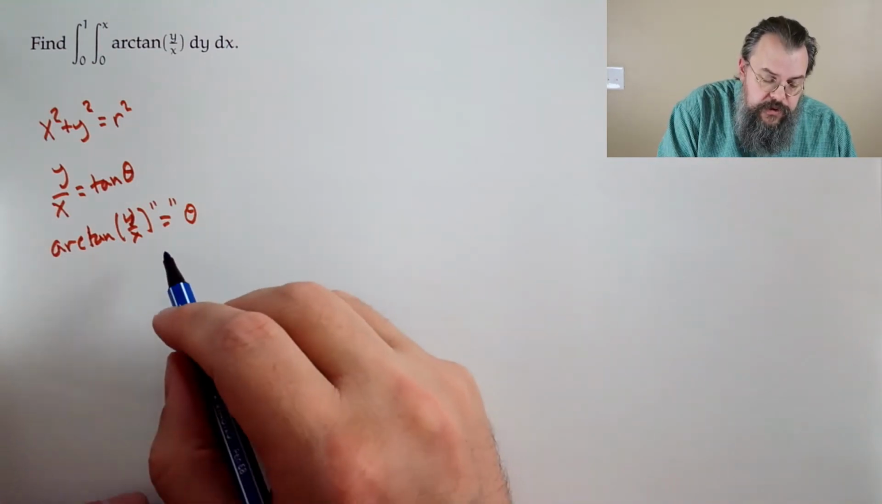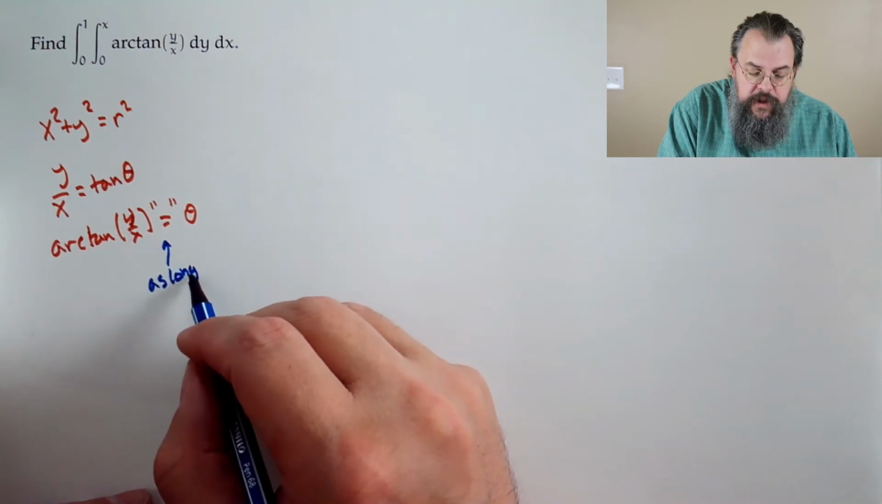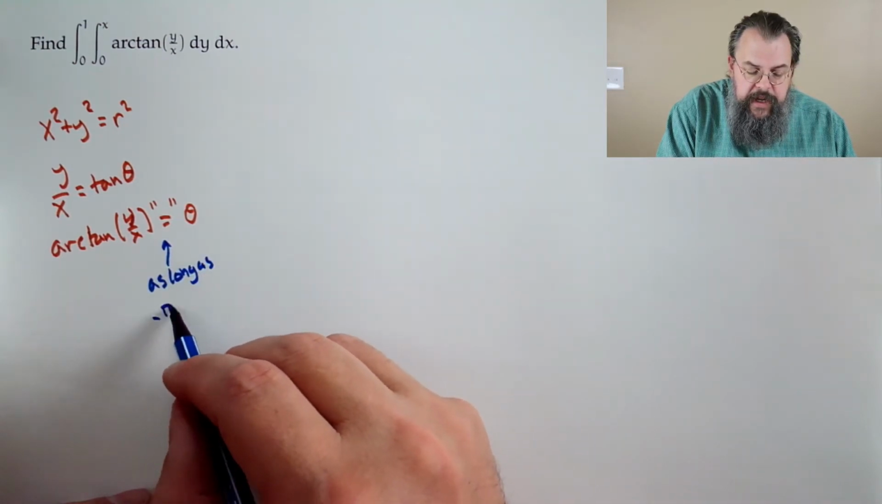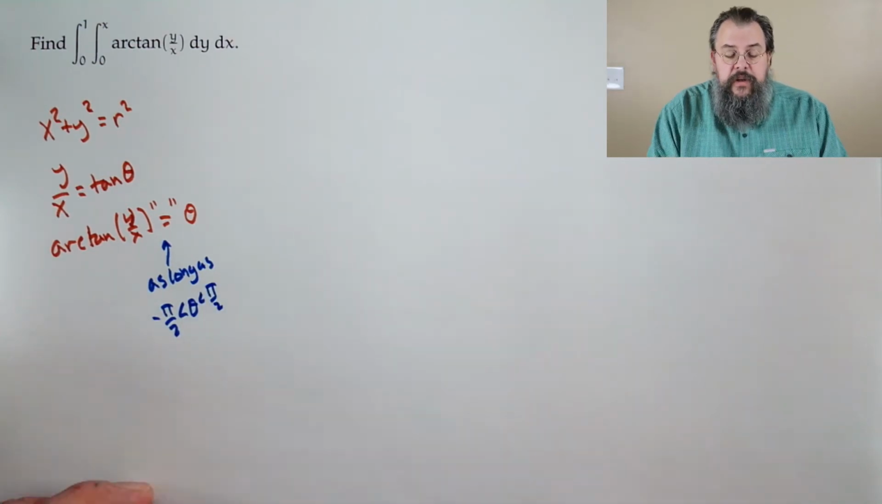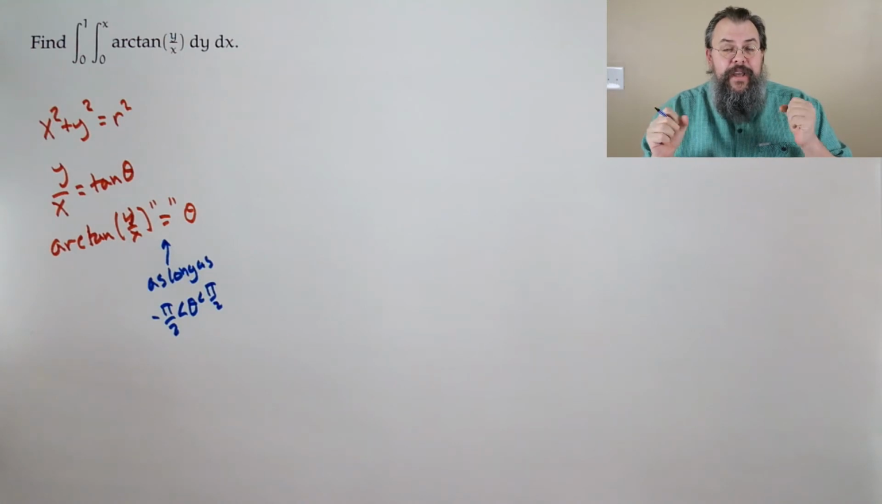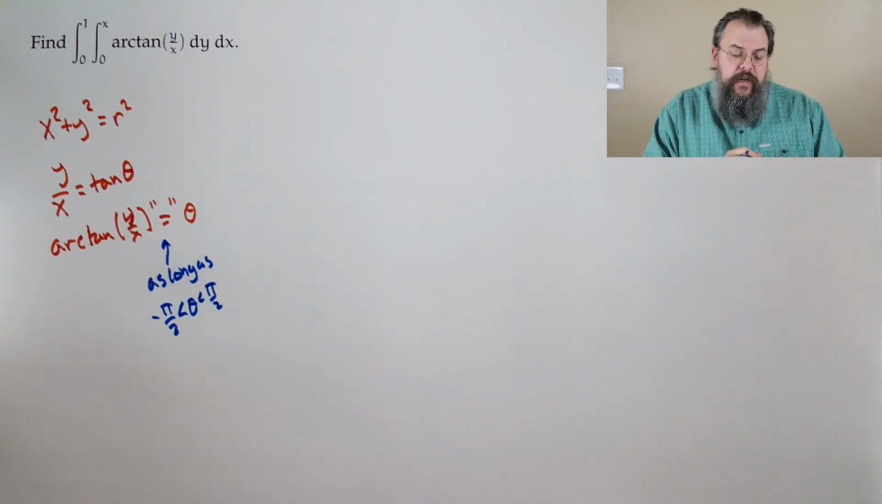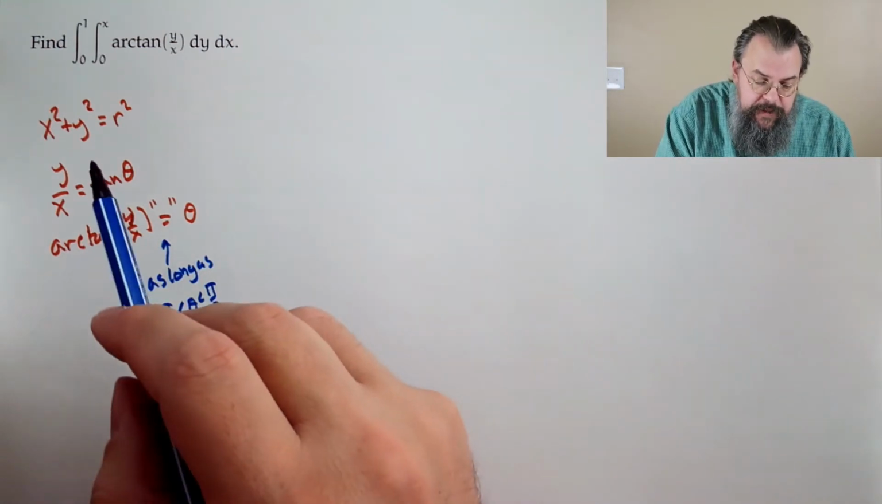This is true as long as theta is within the right range, so negative pi halves less than theta less than positive pi halves. If theta is outside that range, it's not quite true. You have to add a pi. And so we have to think about where we are. So let's talk about our bounds.